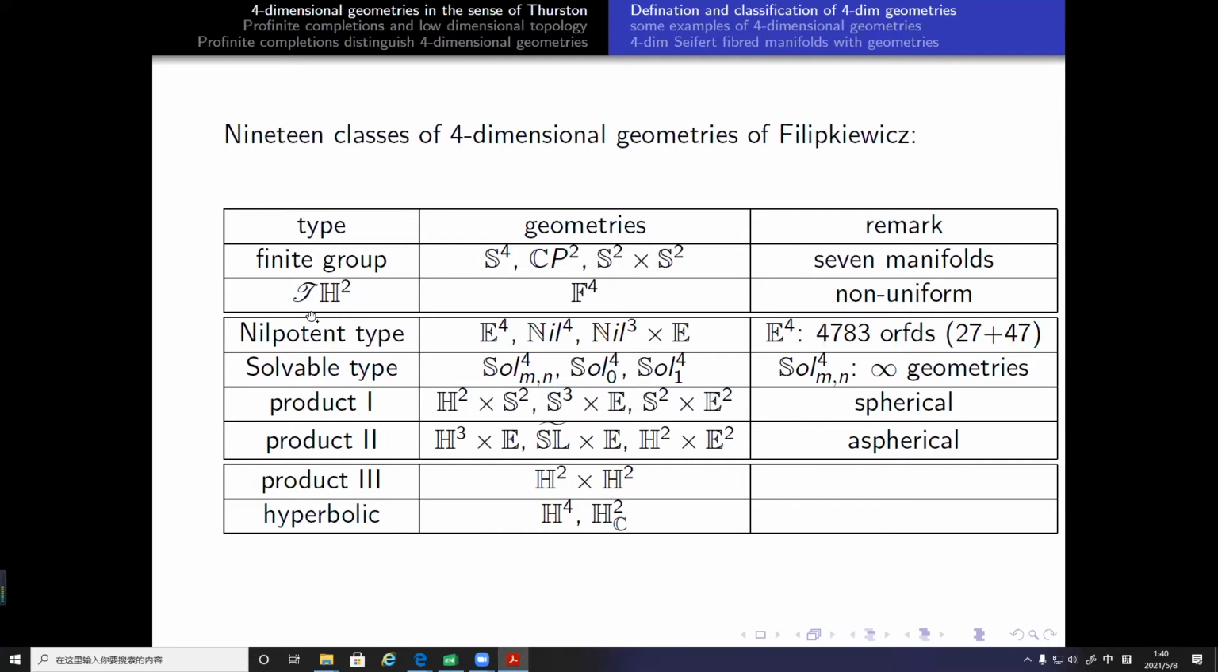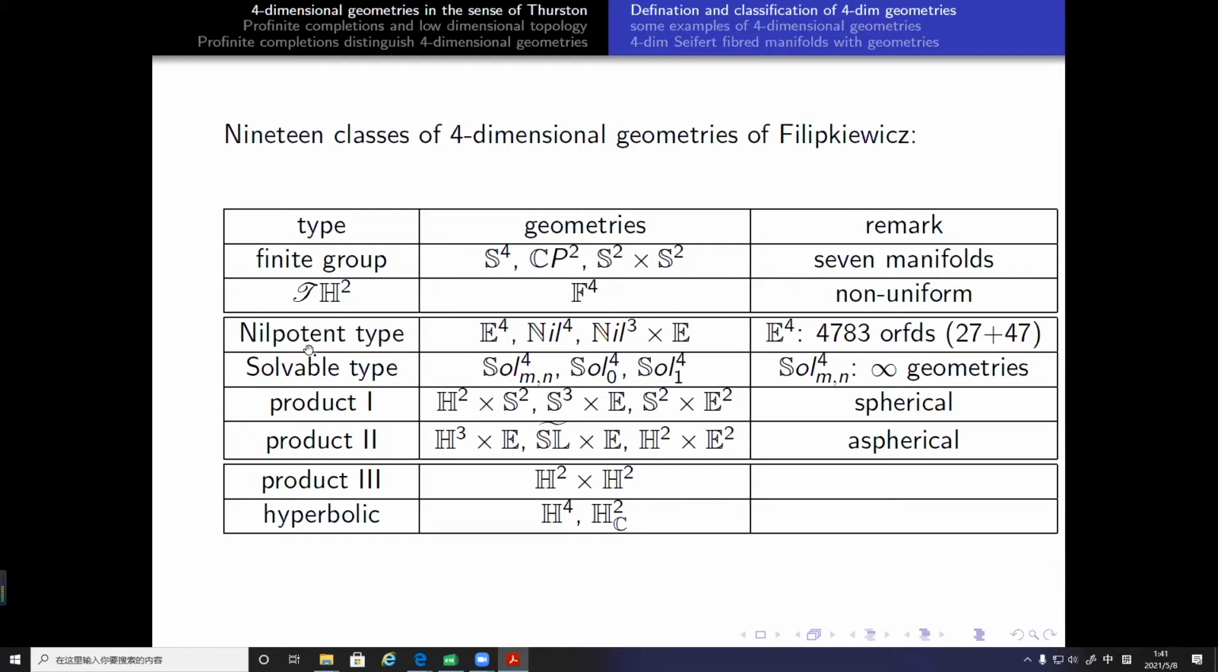The second one is the so-called geometry F4, where H2 is the 2-dimensional hyperbolic space and T is the tangent space. So the geometry here is just the tangent bundle of the hyperbolic plane. Moreover, in this geometry there are no closed 4-manifolds. Every manifold here admits some boundary, so we don't talk about it today.